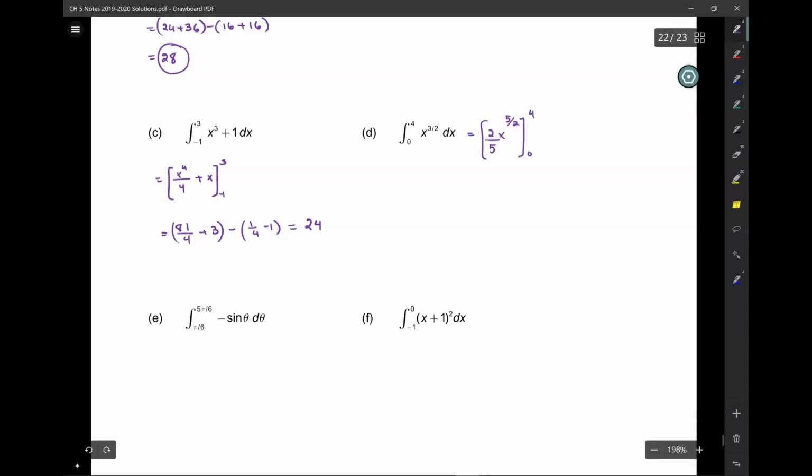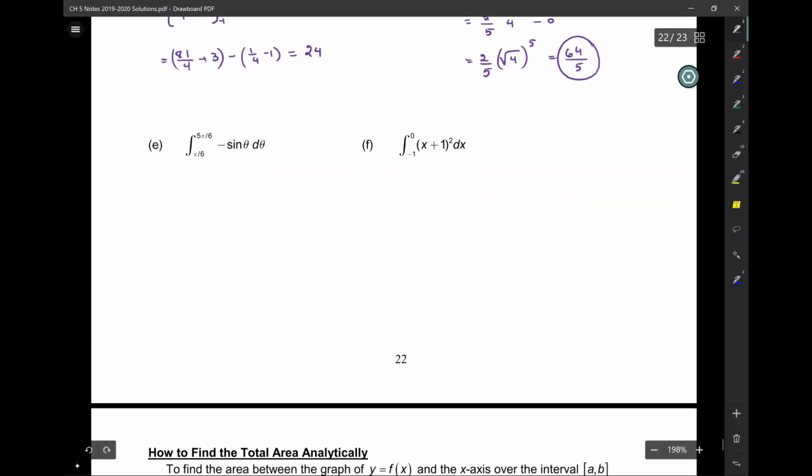That goes from 0 to 4. So this is 2/5, 4 to the power of 5 over 2 minus 0. So what is that, right? That's the square root of 4 to the power of 5. So that's just 32 times 2, 64 over 5. Okay, next one.